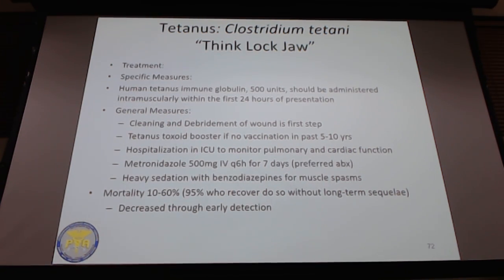So tetanus immunoglobulin, right? We already talked about tetanus boosters. Clean the debris from the tissue, get that out of there. Metronidazole is going to help because that's going to target your Clostridium tetani. Heavy sedation with benzos for that muscle spasm, right? So we've got no GABA. Let's increase some of that. Let's give you some benzodiazepines. Mortality is extremely high, so that's something we have to consider.